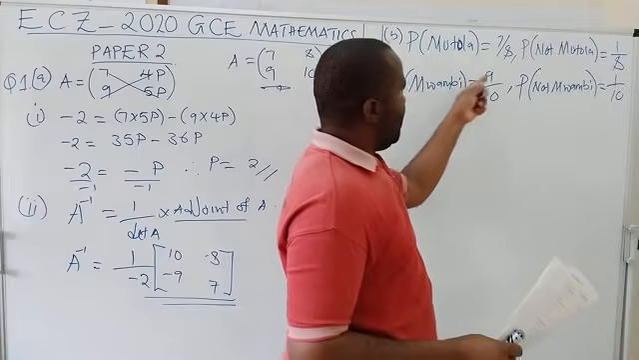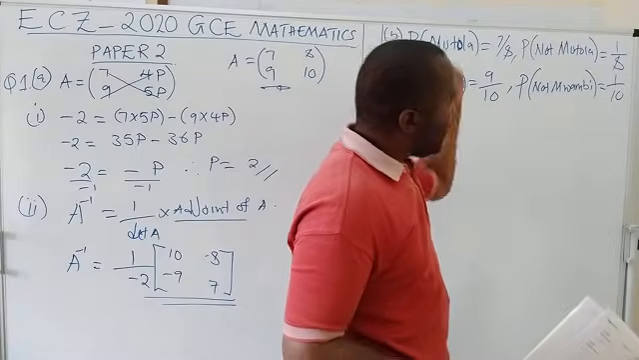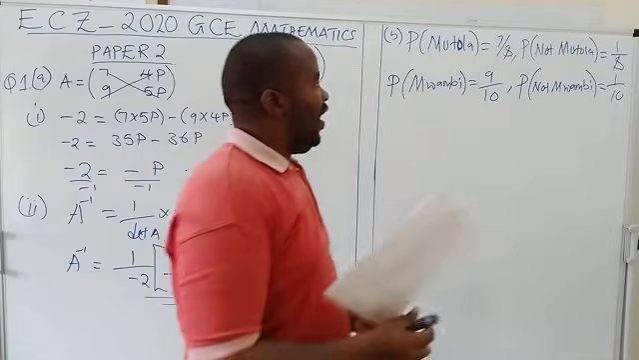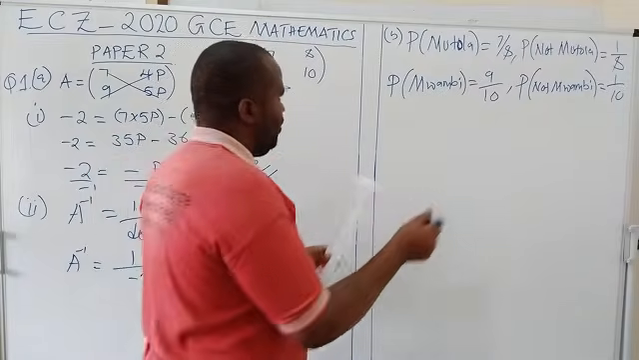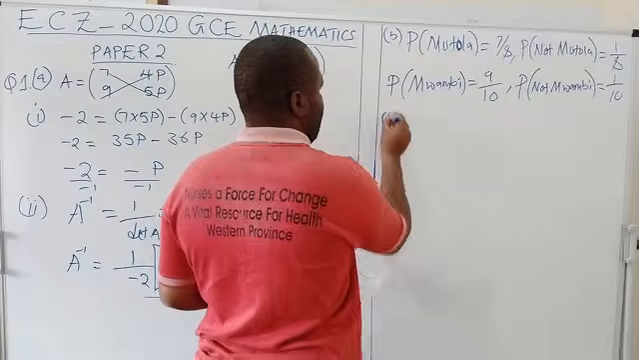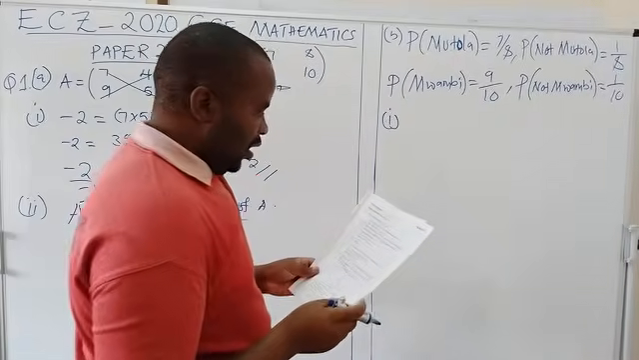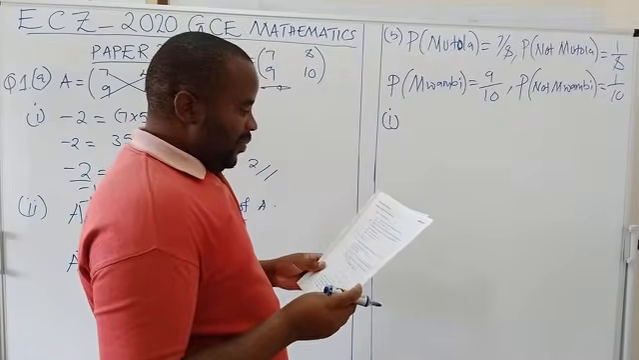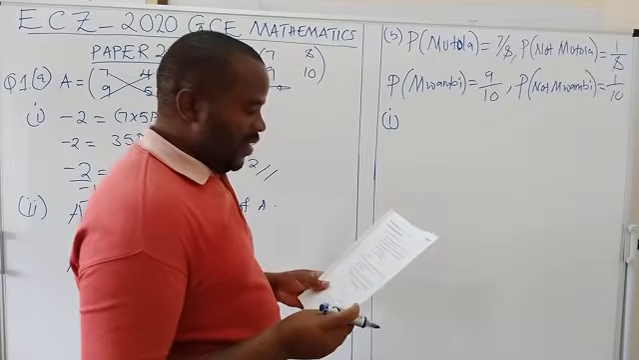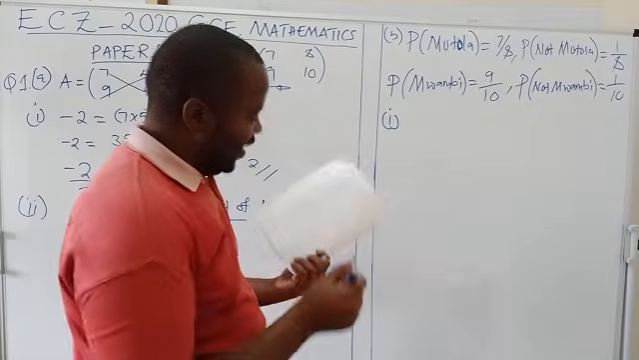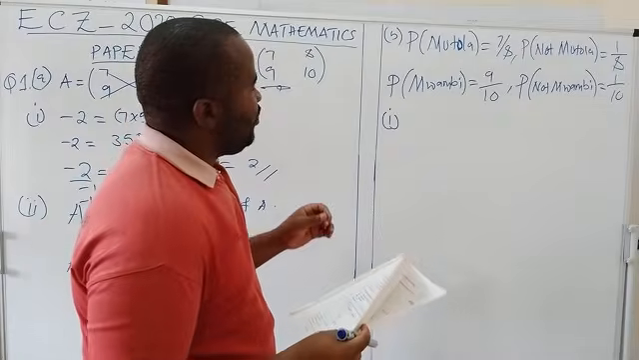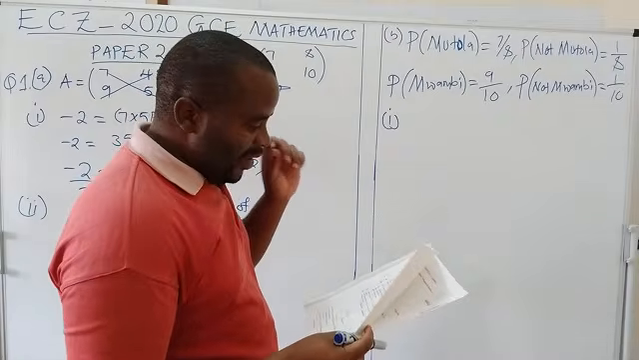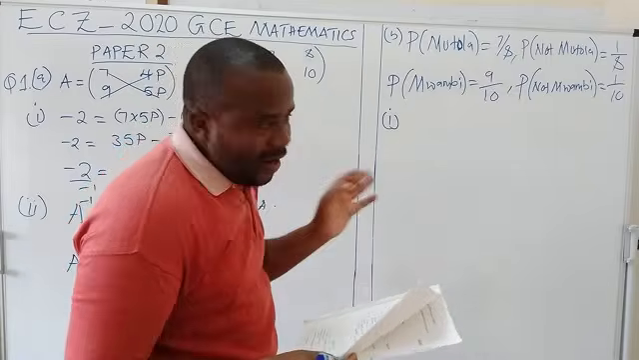Probability of getting Mwambi 9/10. Probability of not selecting him is 1/10. Now, Roman numeral 1. Find the probability that only one of them is selected. Alright? So here is grammar. You need to understand the grammar. Now, we want the probability of selecting only one of them.